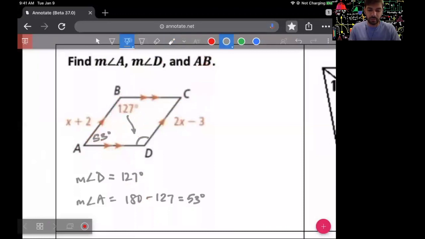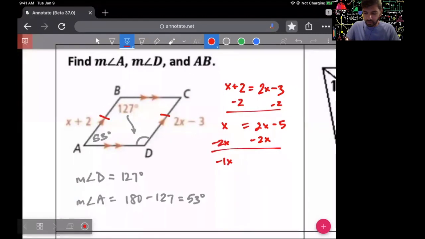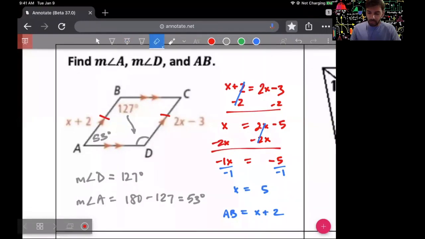And the last thing is find the length of AB. I noticed that AB and CD should be the same because it's a parallelogram. So these two opposite sides have to be equal to each other. So those algebraic expressions, let's just set them equal to each other and solve for x. So that means that if AB is equal to x plus 2, then I found out that x is equal to 5. So AB should be 5 plus 2, which is equal to 7.